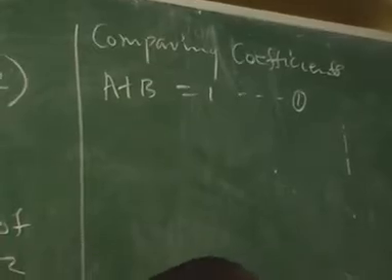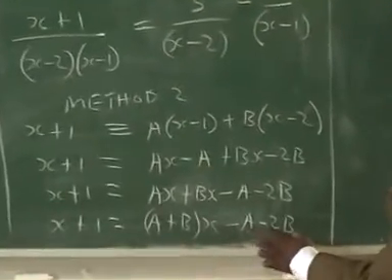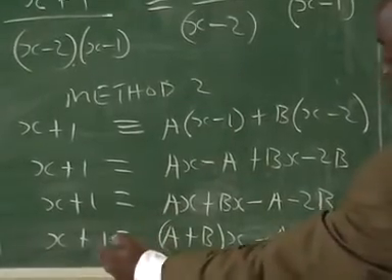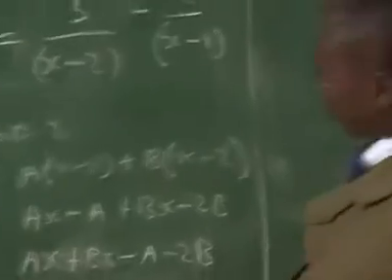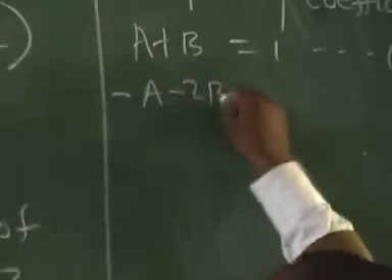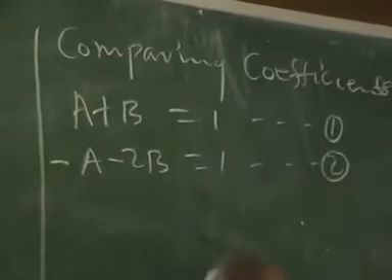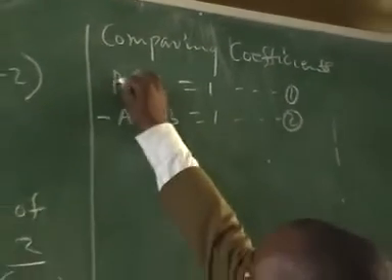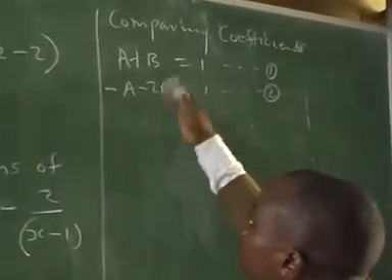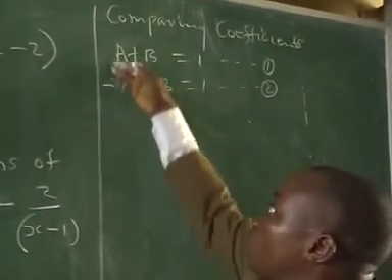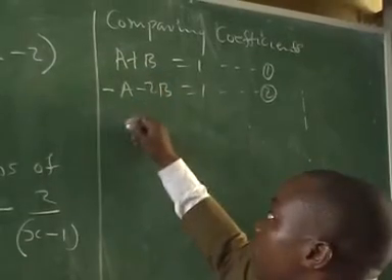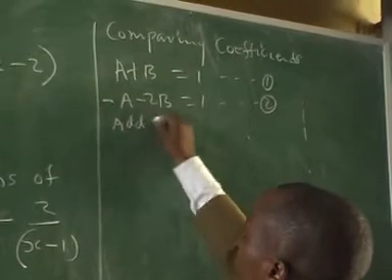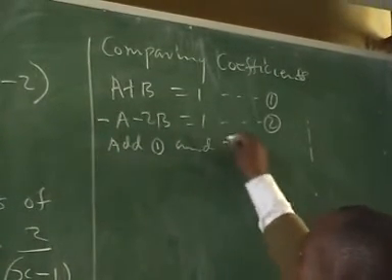Now if I look at constants, minus a minus 2b, they don't have a variable here. And the other constant here is 1. So minus a minus 2b is equal to 1. Call that equation 2. Now if I solve it simultaneously, of course we know in simultaneous equations, before you remove a variable, the coefficients must be equal, and we have equal coefficients here. So what I will do to remove a is to add. I'm going to add 1 and 2.